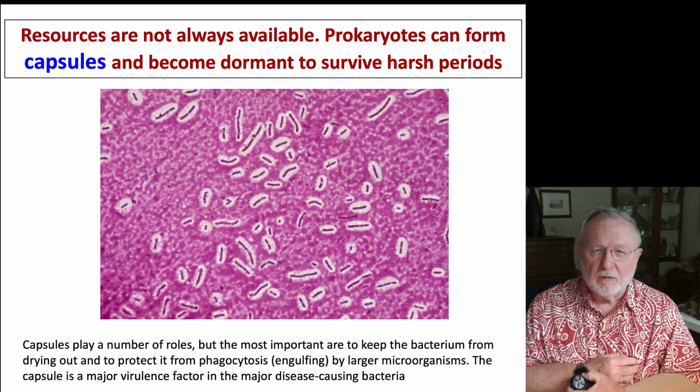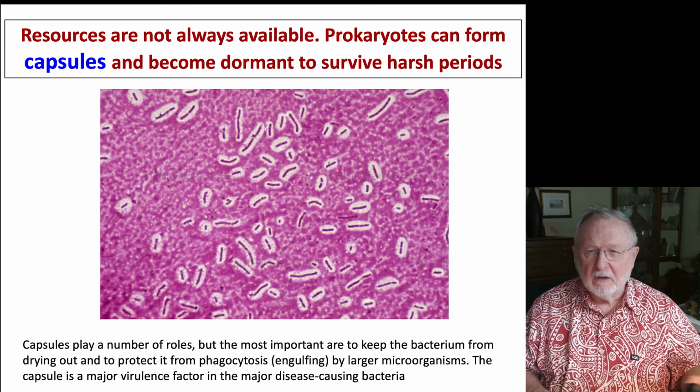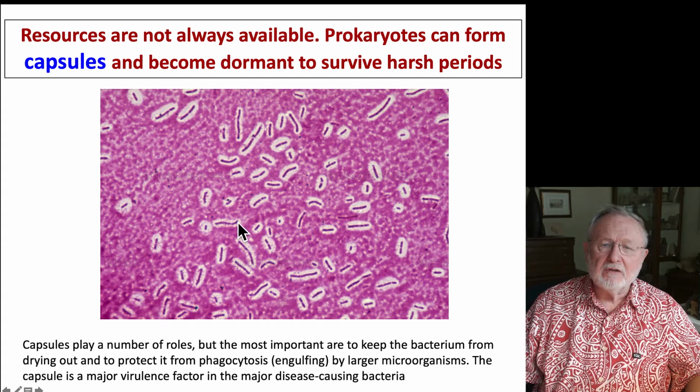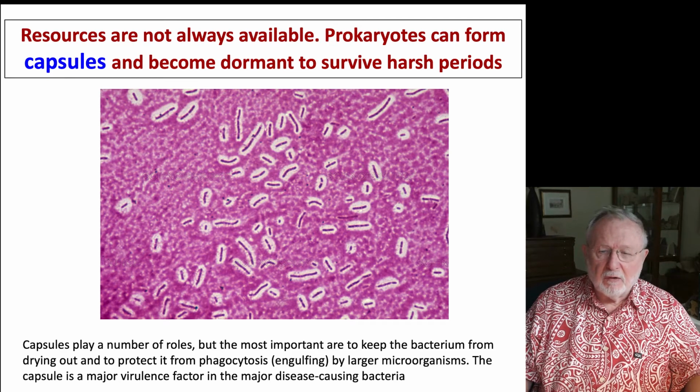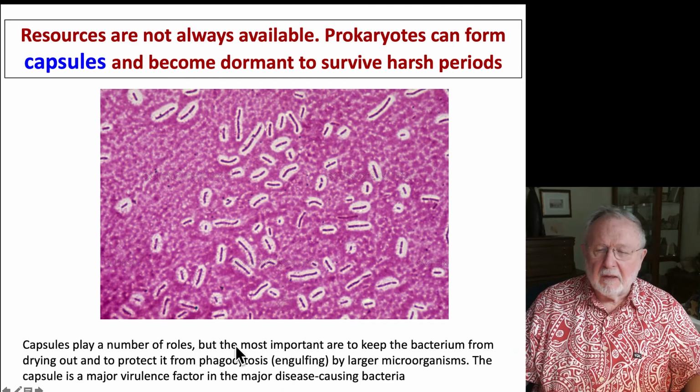Now, for prokaryotes, resources are not always available. There are high resource periods and low resource periods. During low resource periods, prokaryotes can form a capsule. And here you see capsules surrounding the prokaryote. Capsules play a number of roles. The first role is to keep them from drying out. So they are a barrier that keeps a moist water content on the inside of the capsule. It also produces some chemical compounds that reduce the likelihood of phagocytosis, or the microbes being consumed by a larger microorganism.